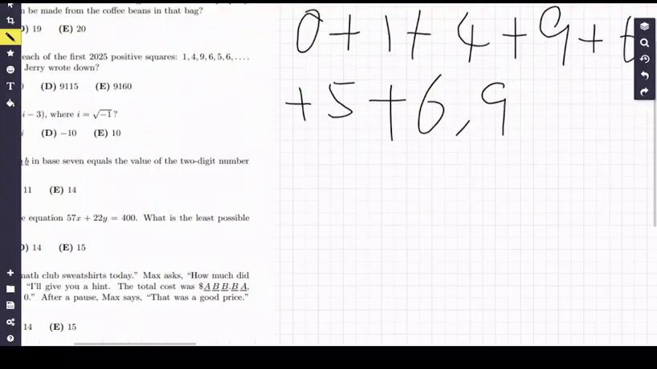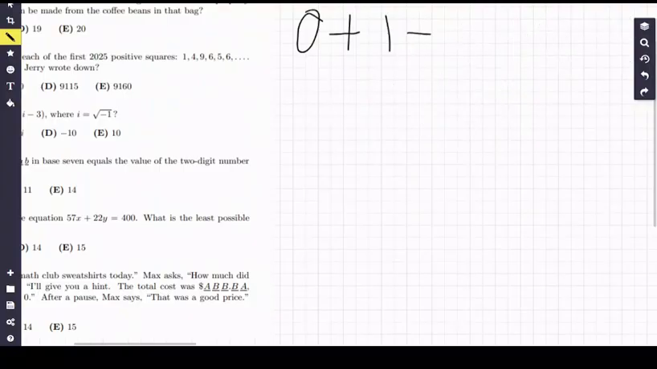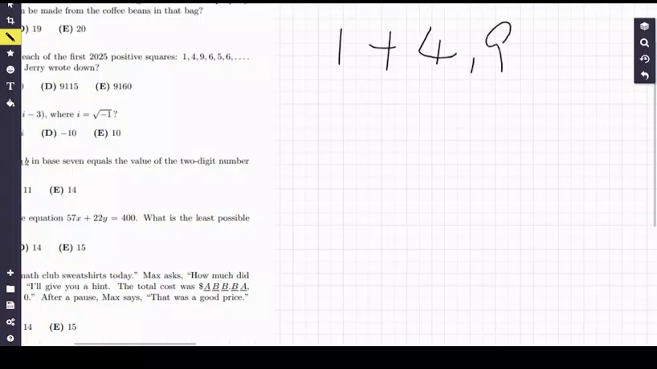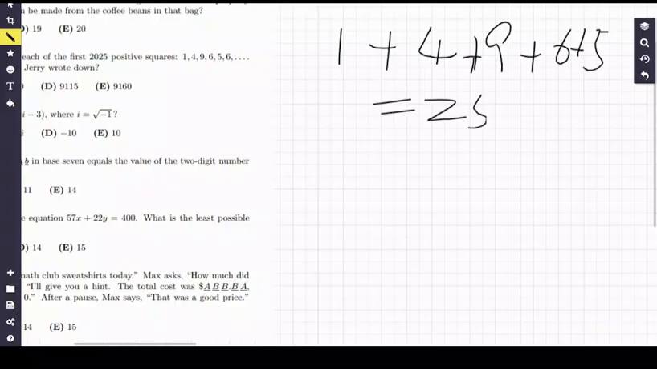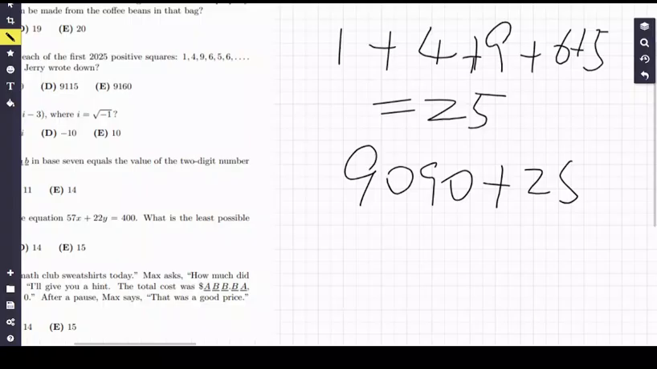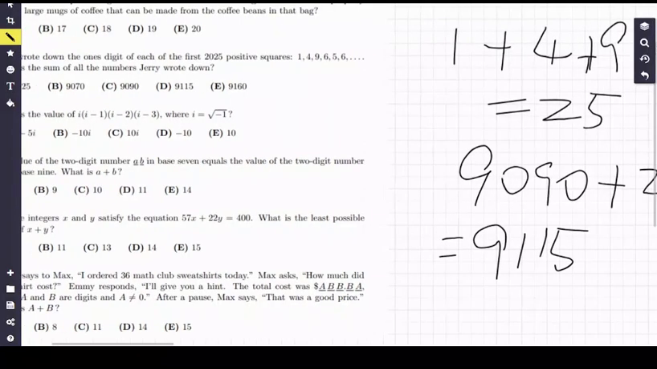So to 9090, you're going to add the first 5. Oh, I should have erased it. So you have to add 1, 4, 9, 6, and 5. This adds up to 25. Then 9090 plus 25 is going to get you 9115, giving us the answer choice of D.